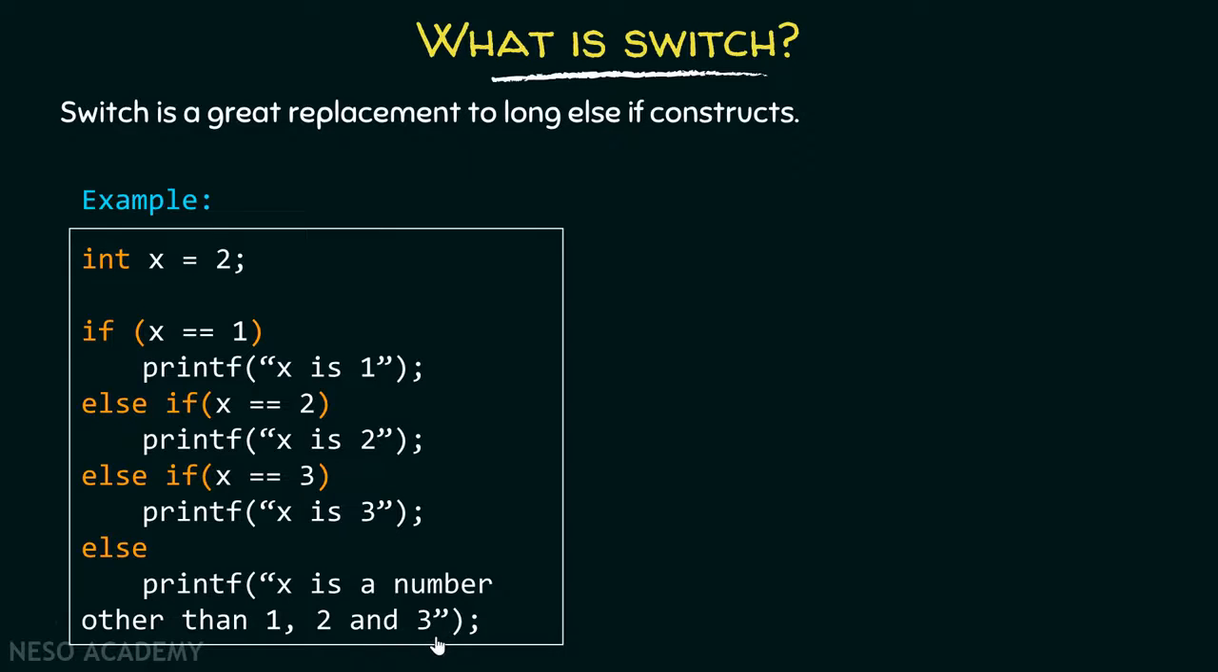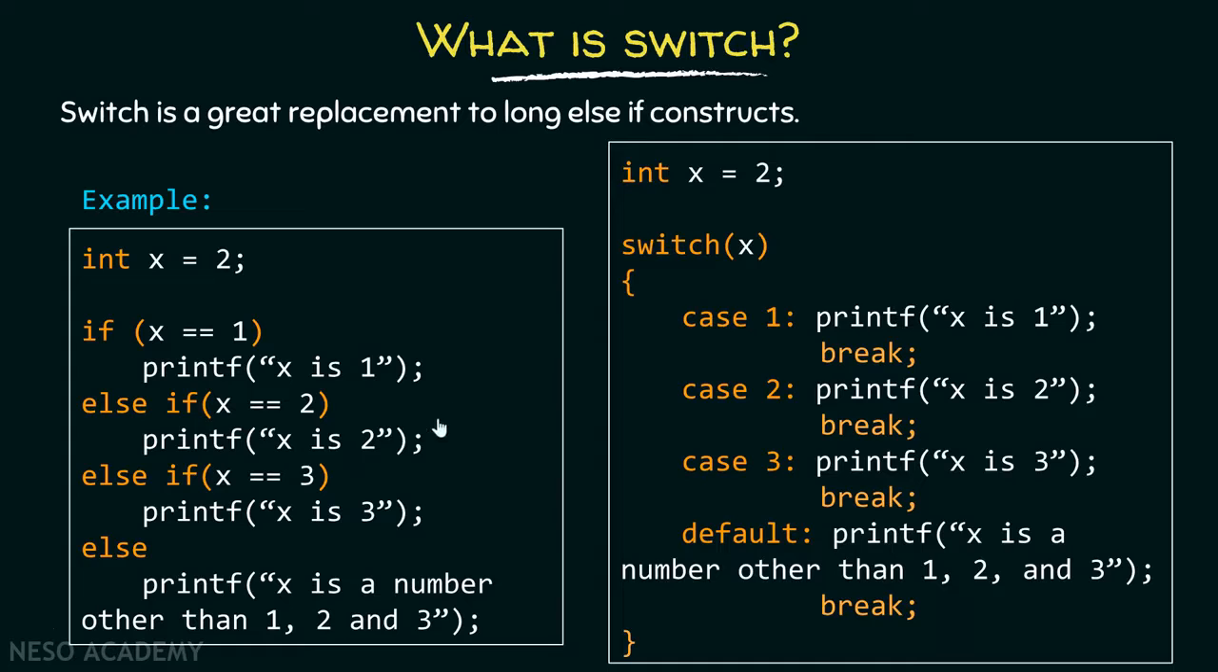Now definitely writing down these else if constructs many number of times is quite cumbersome. So here is the good replacement, that is switch. We can replace all these else if constructs with this one switch construct. Now let's try to understand how switch construct is mimicking the behavior of these else if constructs.